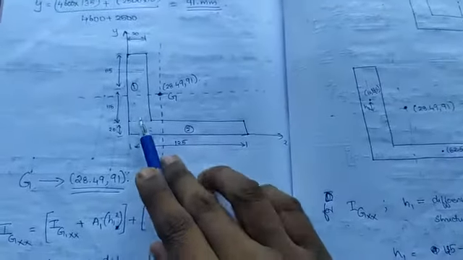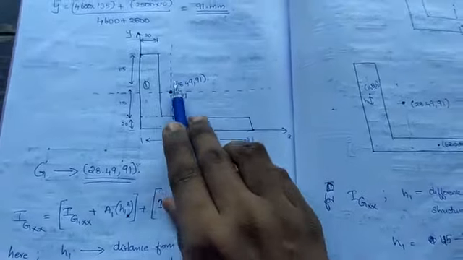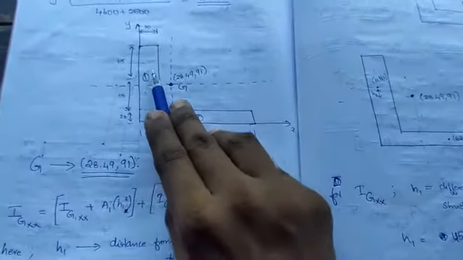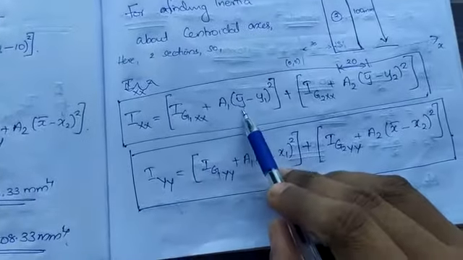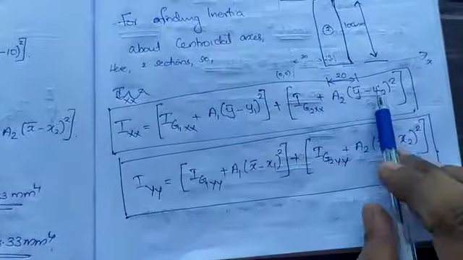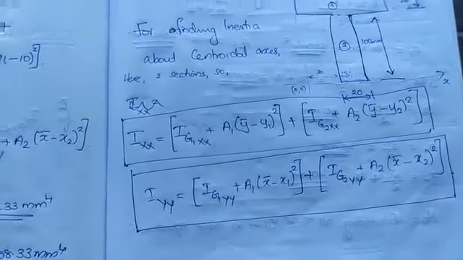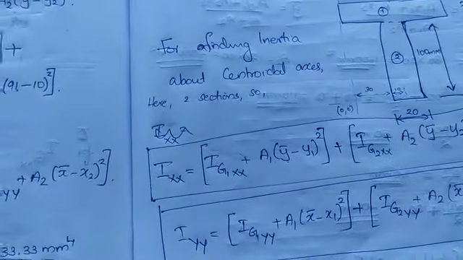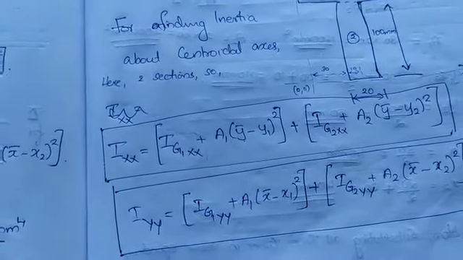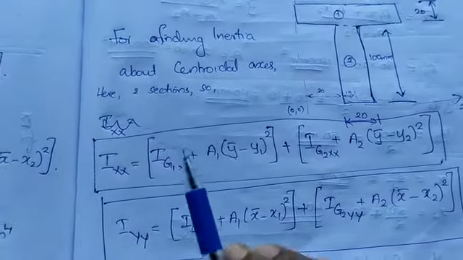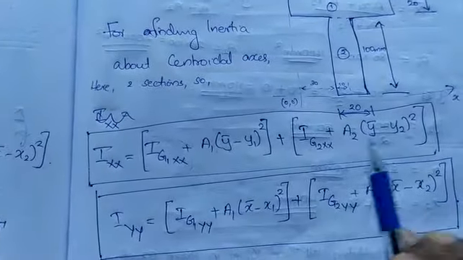What is the concept behind this? It is the distance from the centroidal axis to the centroid of the given section. That's all. You can note down this equation. This will be the equation to find the moment of inertia with respect to the centroidal axis. Now things are going to be simple. You need to find all these unknowns.